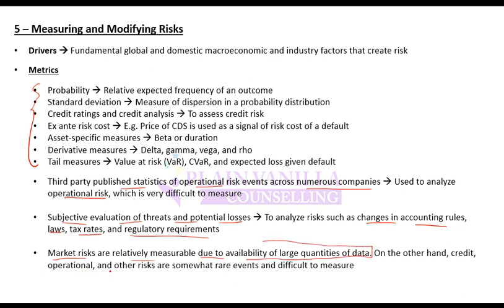On the other hand, credit, operational, and other risks are somewhat rare events and difficult to measure. So market risk is easier to measure. Why? Because you have data available, but operational risk is difficult to measure because you do not have enough or sufficient data points.